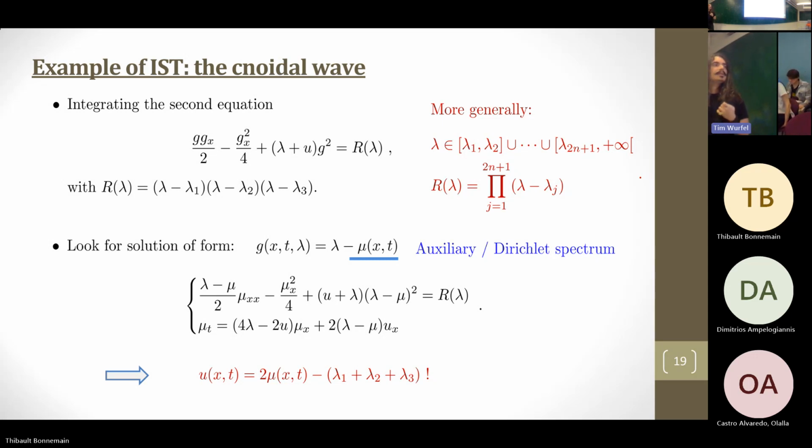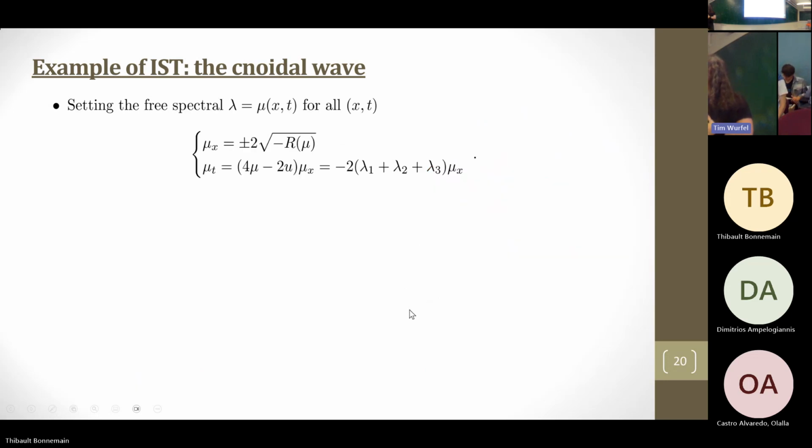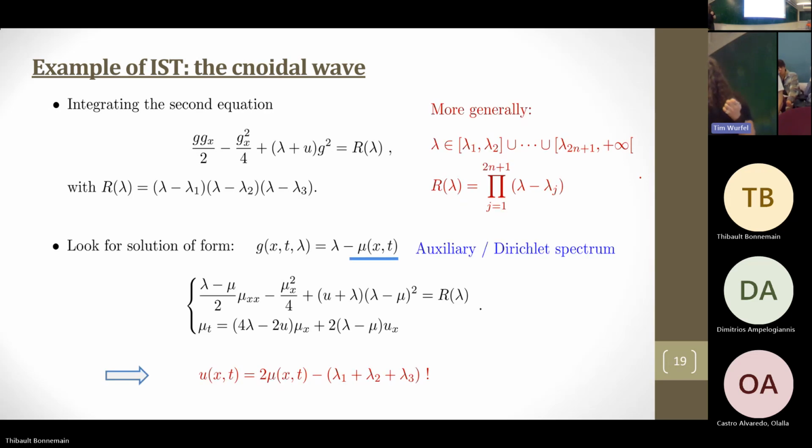But the way to do it is a bit tricky. You can get rid of the potential u by setting the value of the arbitrary spectral parameter lambda equal to mu. But that means g will be 0. Lambda equals mu, g will be 0, yes. But you're solving for mu, because you want u depending on this very special choice of g, right?